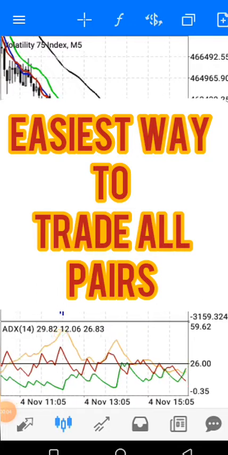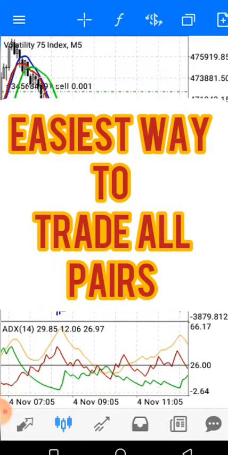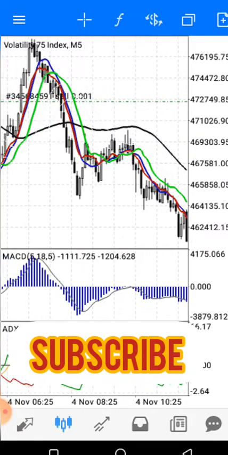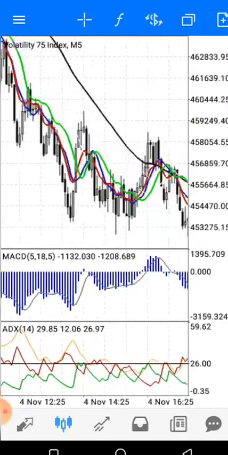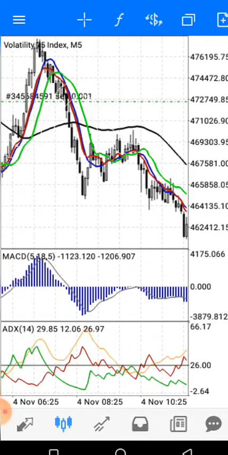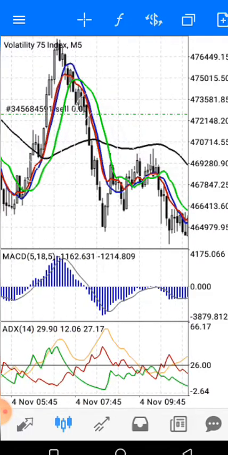How are you doing? Yesterday I dropped the video about these strategies, but I forgot to show you the settings of the alligator. So the alligator just uses the default settings. After I dropped the video, I took this trade.